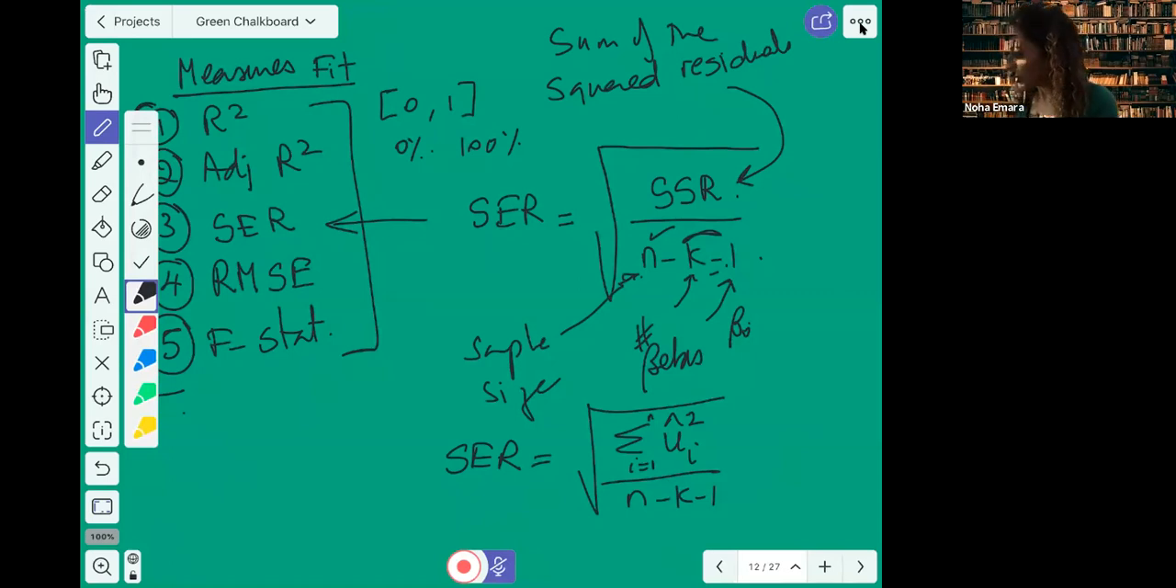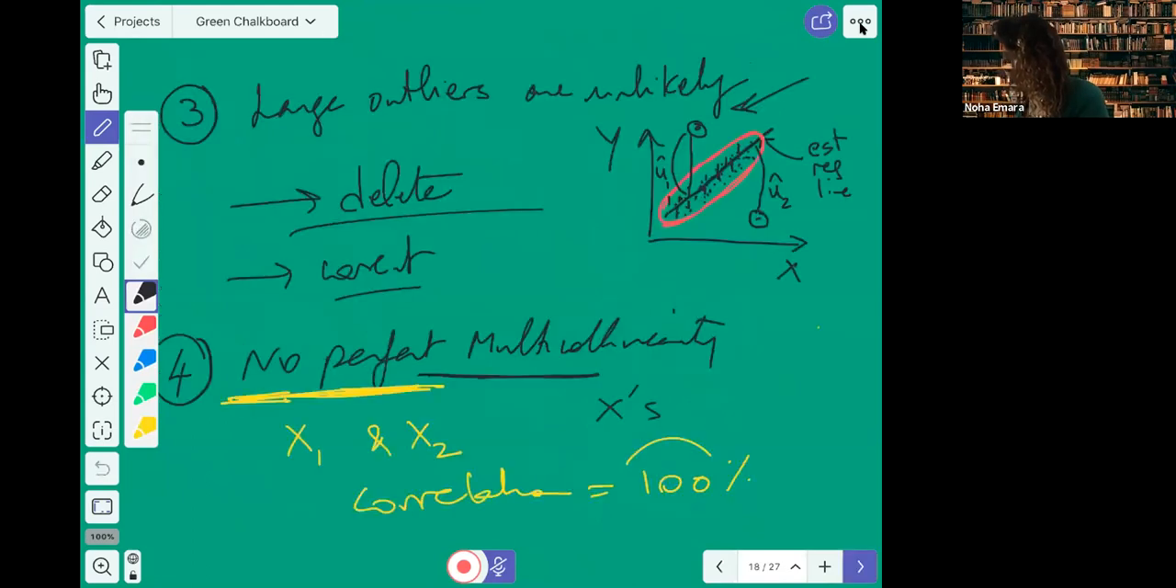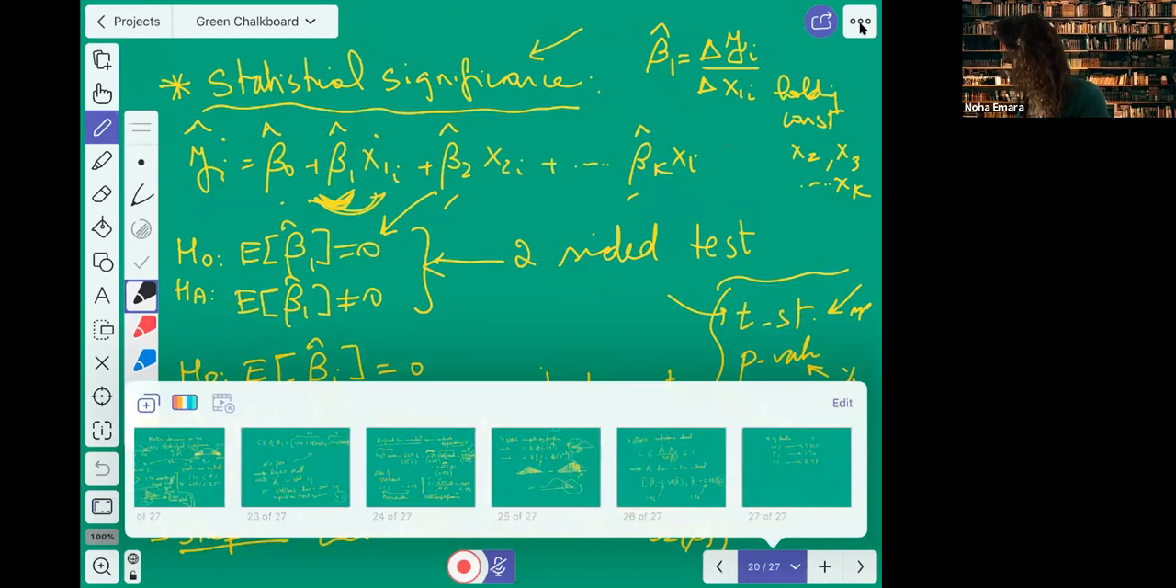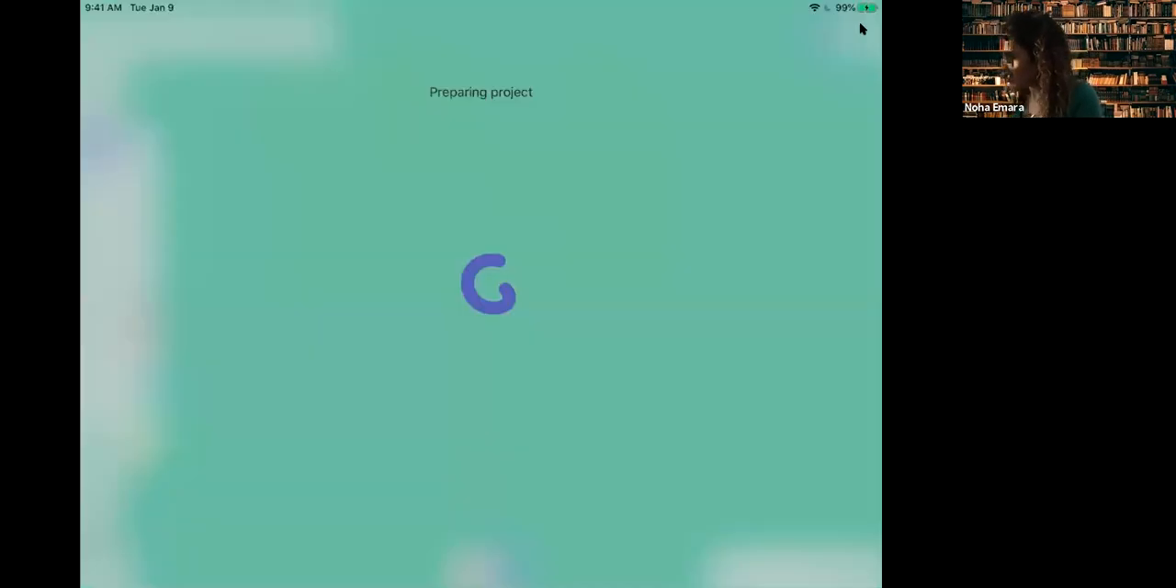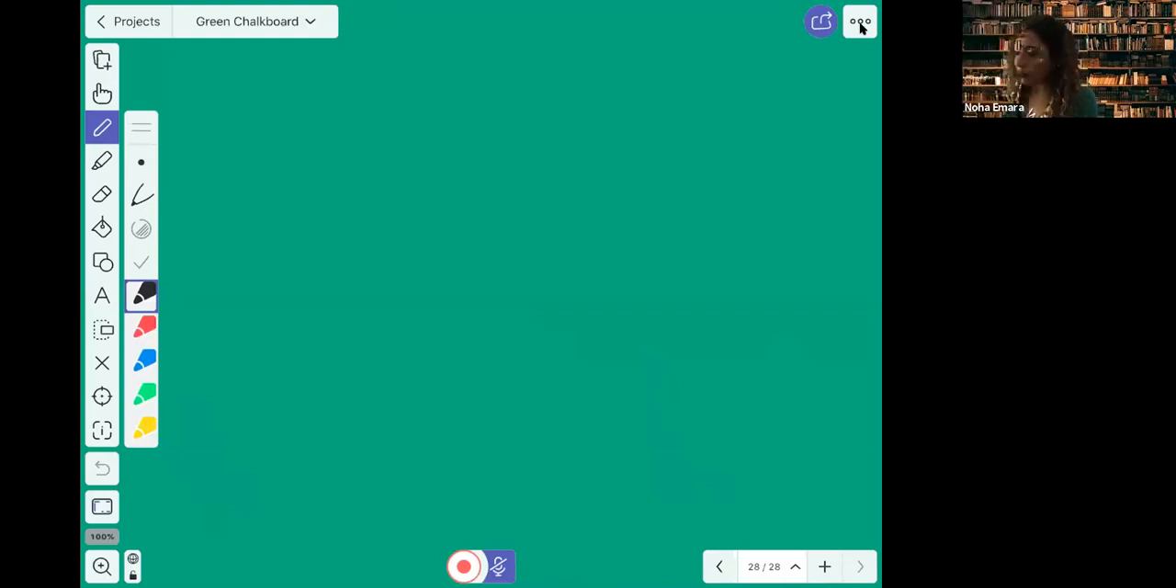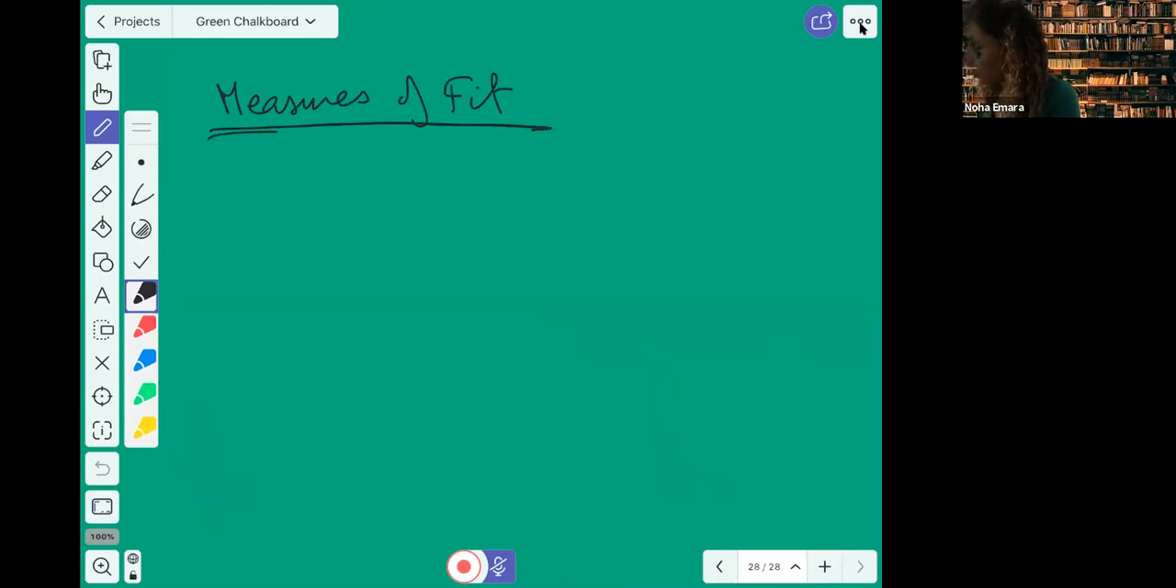So let me go over these quickly, and then I'm going to show you how to read them, how to interpret the results based on the numbers that we will get. So the measures of fit are actually measures of fit. After you're done with estimating your model, you want to make sure whether this model is good or it still needs some improvement.